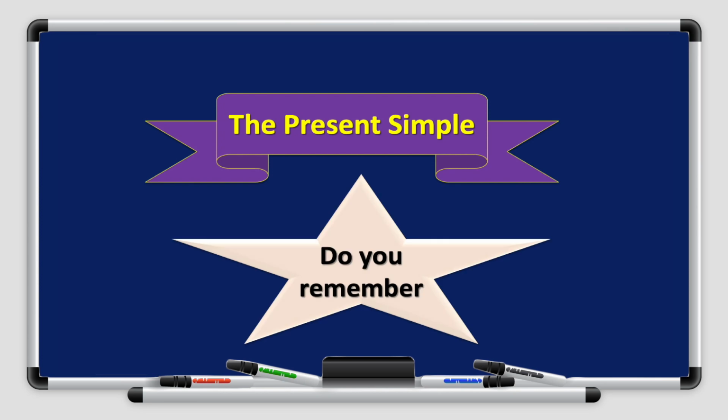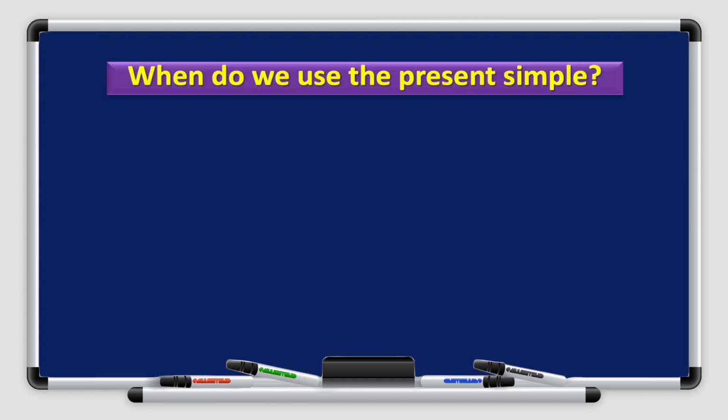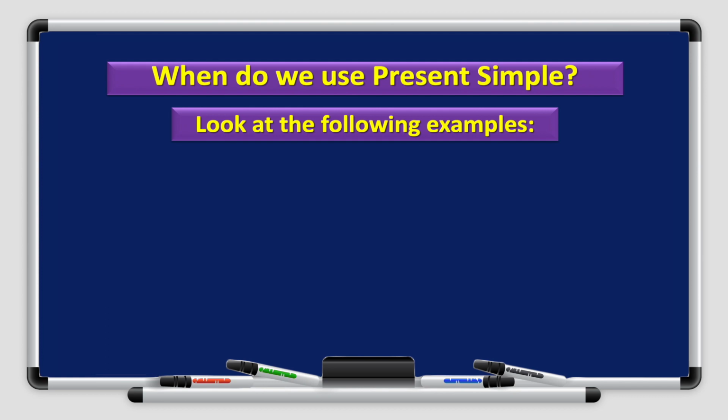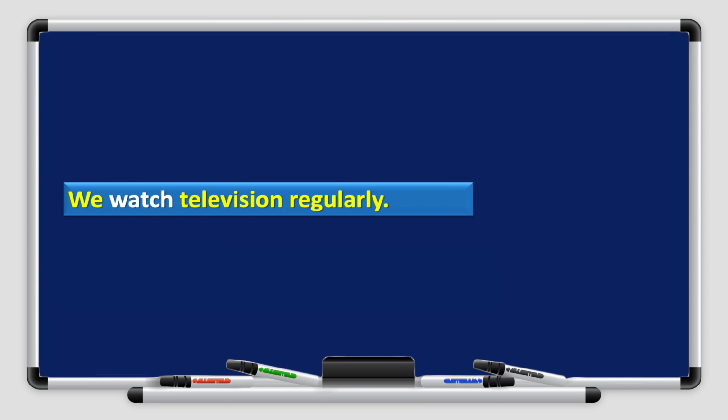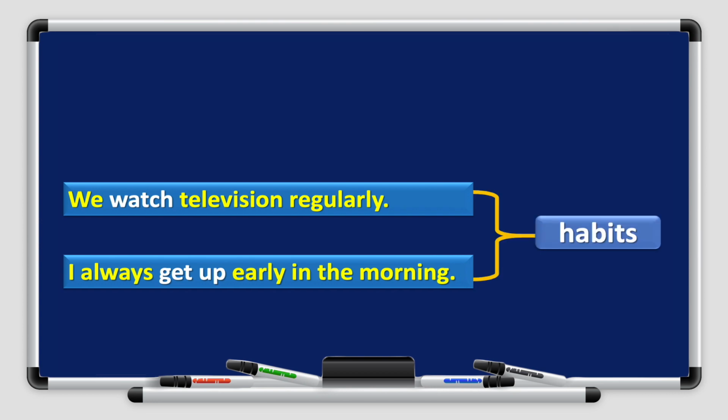Well, let's go over the present simple tense step by step. The present simple tense is used to express habits, facts, thoughts, and feelings. It is also used with general statements and actions that are repeated. Let's look at some of the examples that we have here when using the present simple. We watch television regularly. I always get up early in the morning. These are habits. So you're going to use the present simple tense when you're talking about your habits.